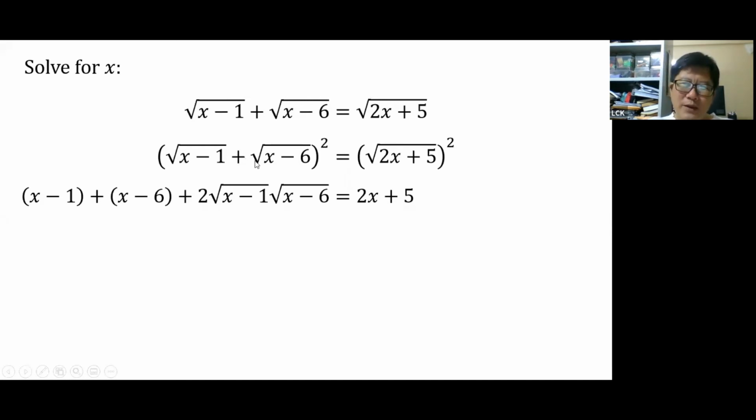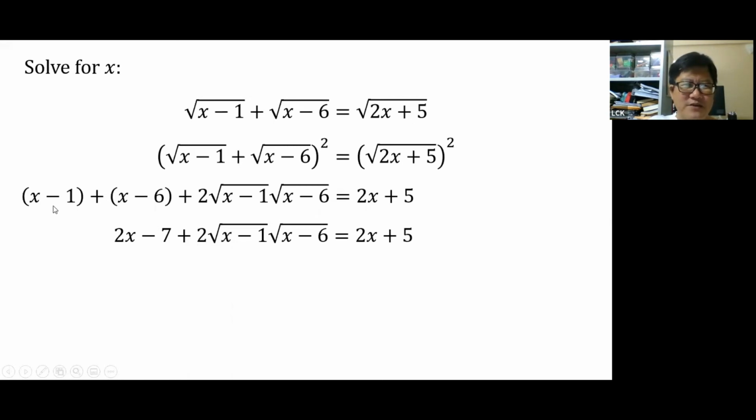So when I square the right side, I also have to square the left side. When I do that, I get an x minus 1 from here, x minus 6 from there, and 2 times this times this. And look at the magic that you have done. You have transformed an equation with 3 square root signs into one equation which has just 1 square root sign. This looks like it has two square root signs, but actually it's just one. I'll show you later.